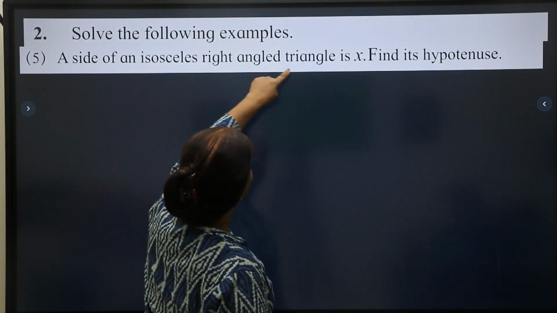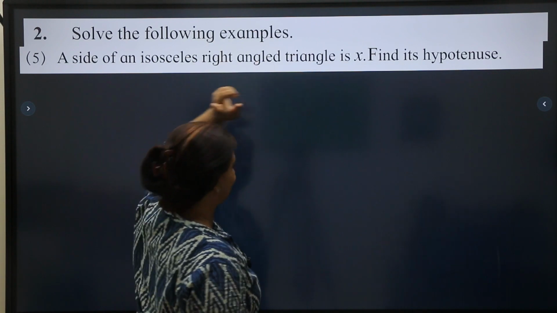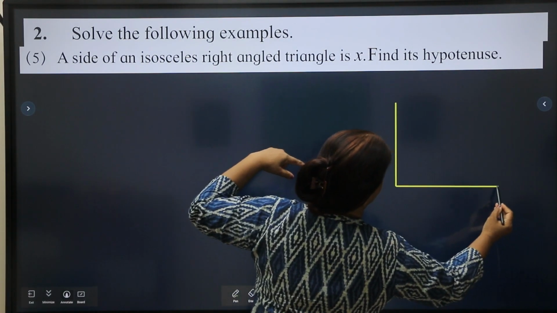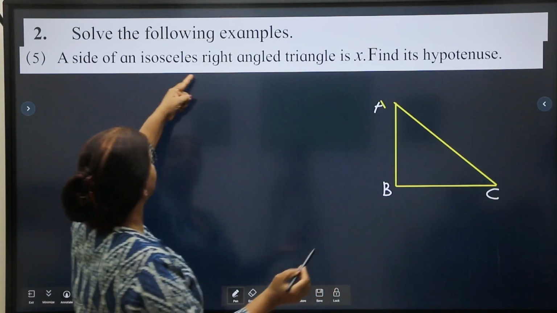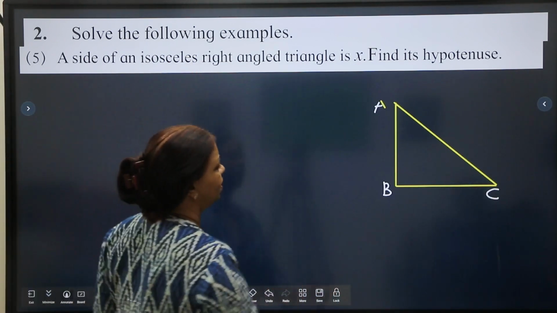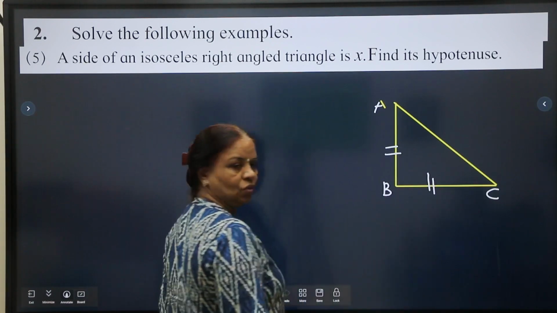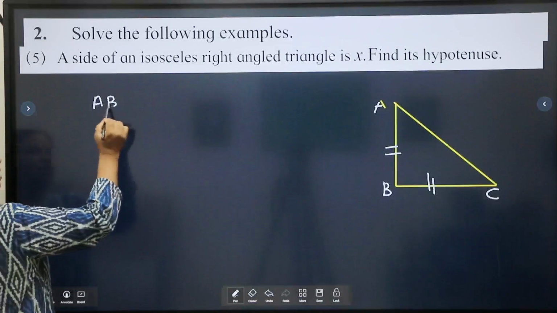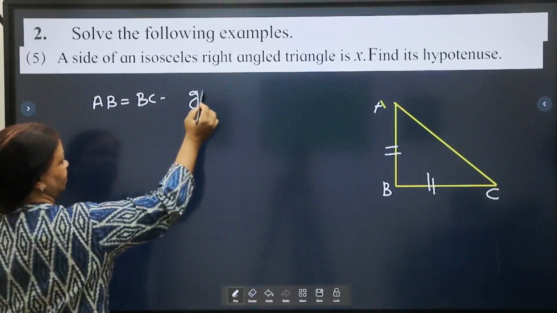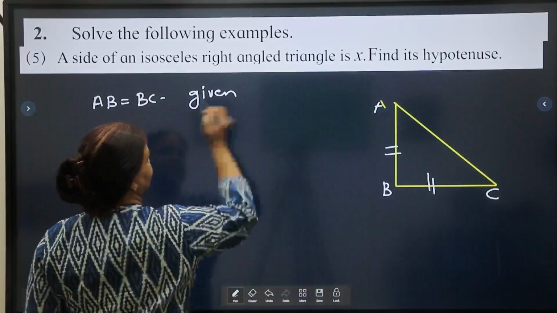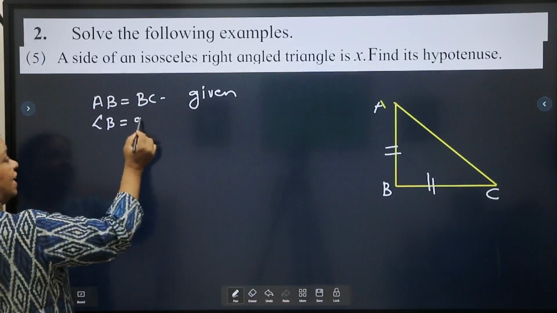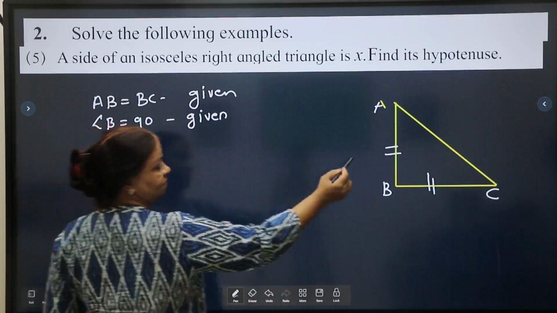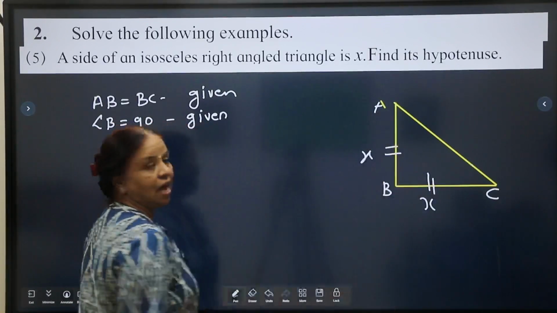The side of an isosceles right angle triangle is x, and we need to find out the hypotenuse. It is an isosceles triangle given as ABC. Iso means what? Two sides are equal. Isosceles triangle means two sides are equal. AB is equal to BC. It is given, and it is a right angle triangle, children. So, angle B is also equal to 90 degree, which is given, but the side is given as x, and we need to find out the hypotenuse.